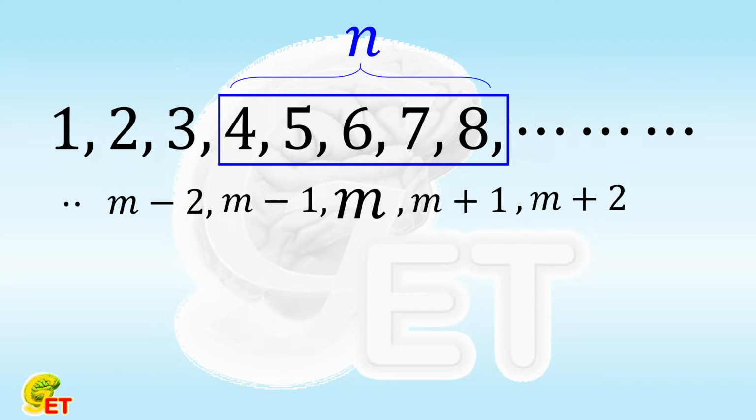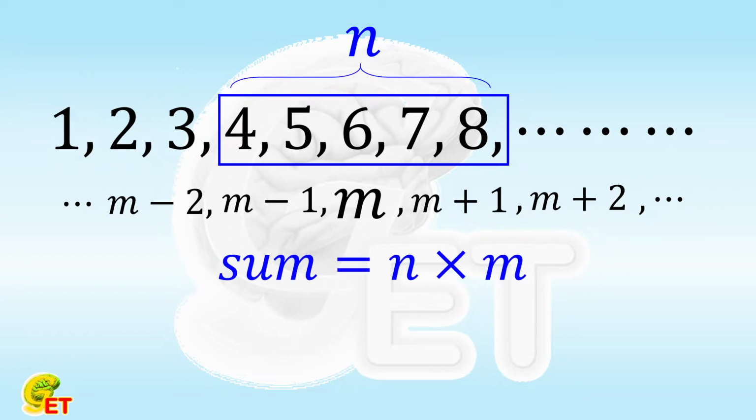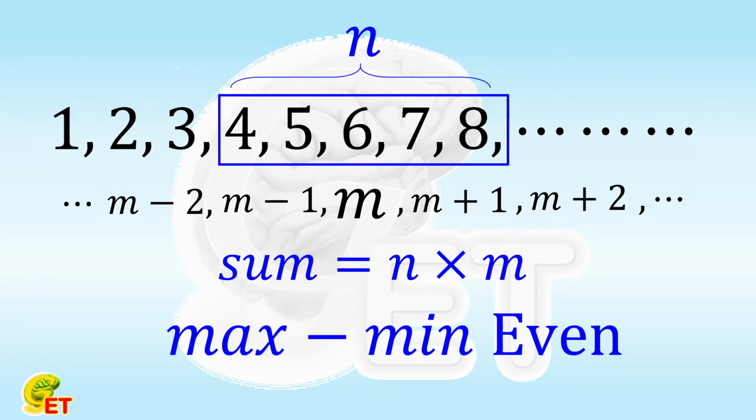And so on, until the minimum at the leftmost and the maximum at the rightmost. So we know that adding up the numbers in this sequence gives n times m. The maximum minus the minimum must be a multiple of 2. There is only one number that is both even and prime, and that is 2. So there must be in total exactly 3 numbers in this sequence.